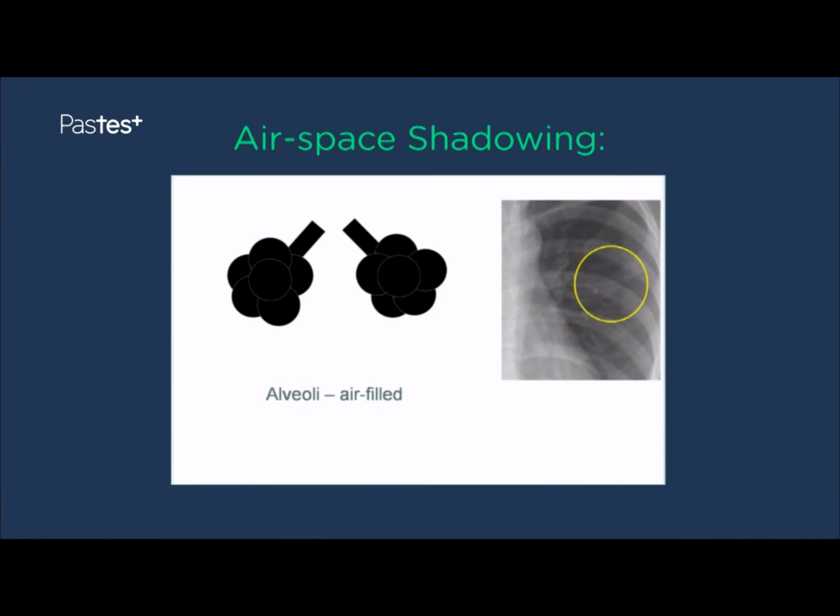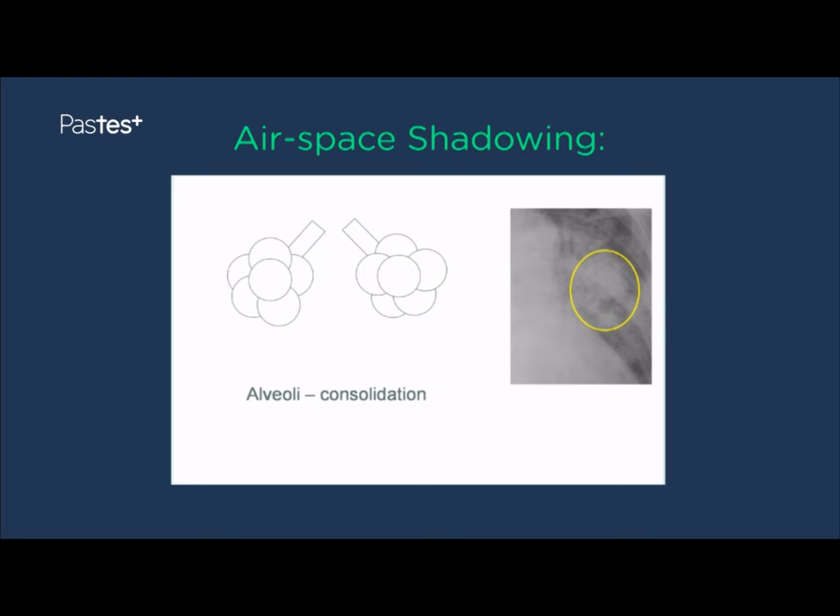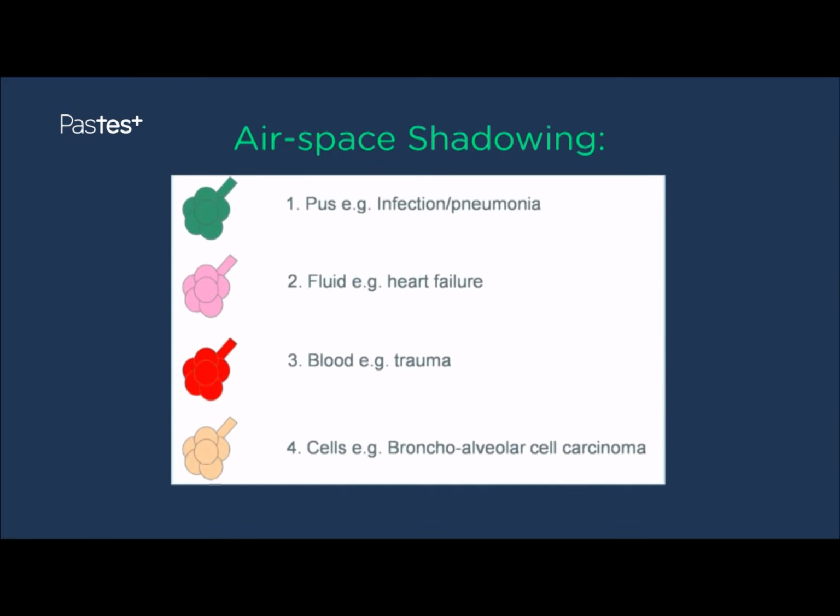When we talk about airspace shadowing, we're talking about pathology in the alveoli. Here on a normal chest radiograph, you can see the alveoli are air-filled and appear black. When there's pathology within the alveoli, they appear white and there's a fluffy appearance. There's no lines apparent. Airspace shadowing or consolidation can be due to a number of reasons, and these are very difficult to differentiate on a chest X-ray. It could be due to pus or infection, pneumonia, fluid with heart failure, blood in the case of trauma, or cells with bronchoalveolar cell carcinoma.